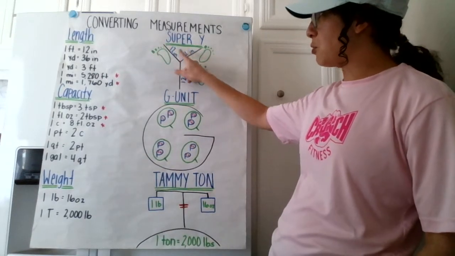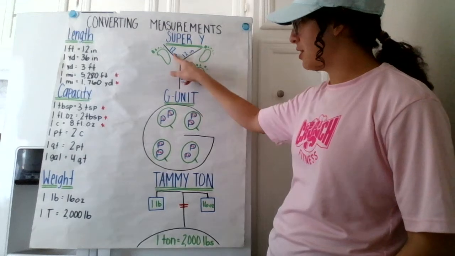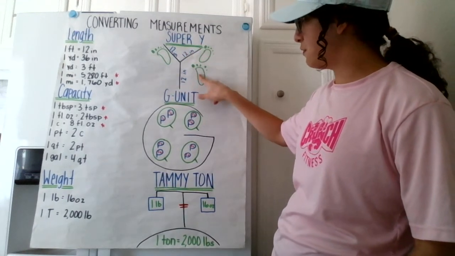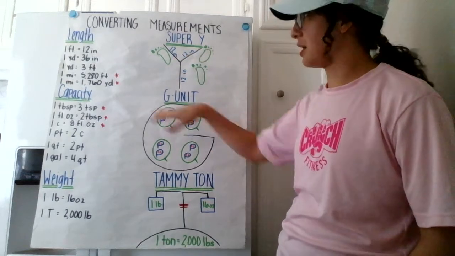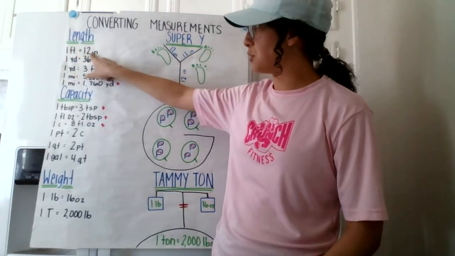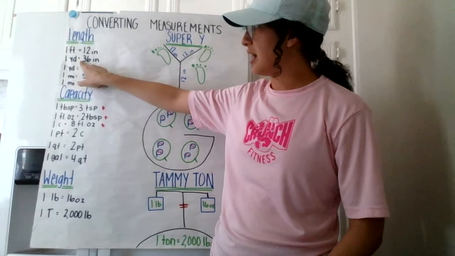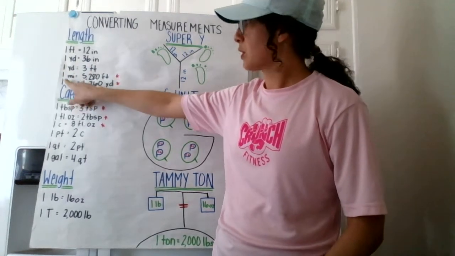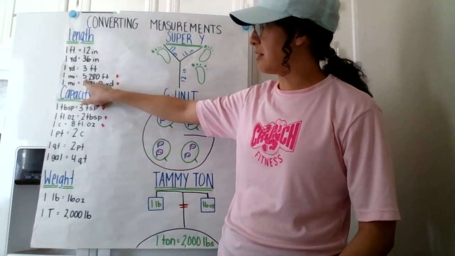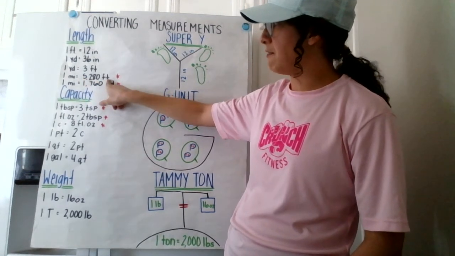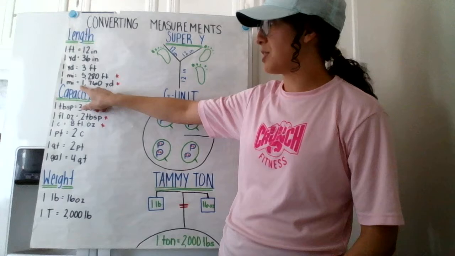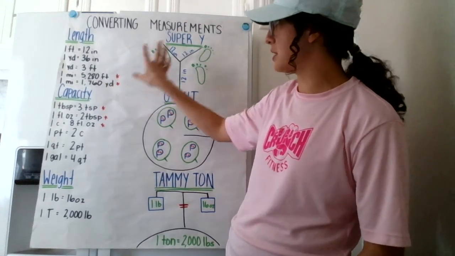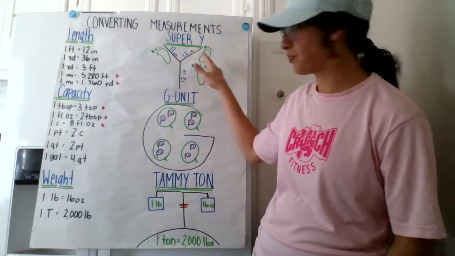Remember our super Y. In 1 yard, there are 3 feet. 1, 2, 3 feet. And then each foot has 12 inches. Okay? Then over here, 1 foot is equal to 12 inches. 1 yard has 36 inches, or 1 yard has 3 feet. 1 mile has 5,280 feet. 1 mile also has 1,760 yards. Those are in red because they're not shown here in the super Y.